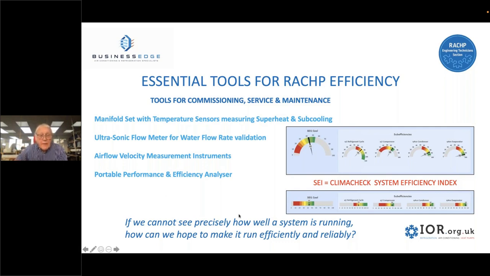The thing is, if we cannot see how precisely well a system is running, how can we possibly hope to make it run efficiently and reliably? So we must tool up our engineers with all the essential instruments that they need for doing their job properly.